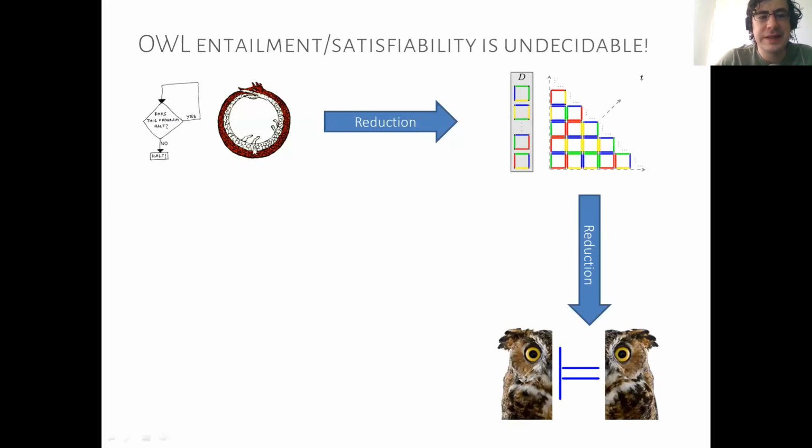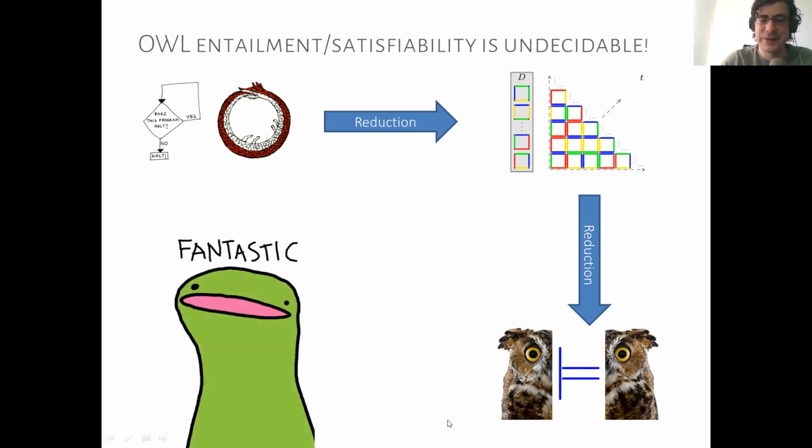So what this means is that since we have a reduction from the halting problem to the domino tiling problem, and from the domino tiling problem to OWL entailment, then it means that OWL entailment is undecidable, right? Which is interesting, but it's sort of a negative result. It means that there are certain entailments we cannot compute or will run forever.